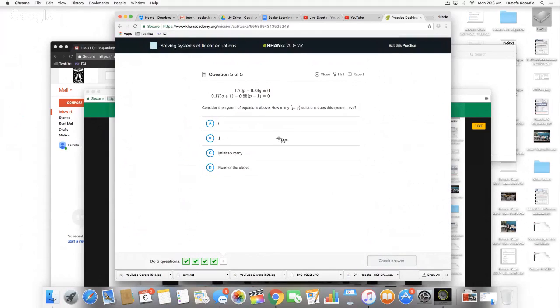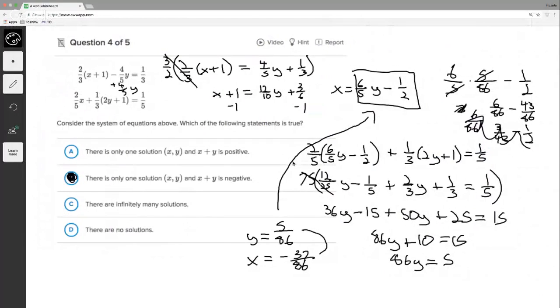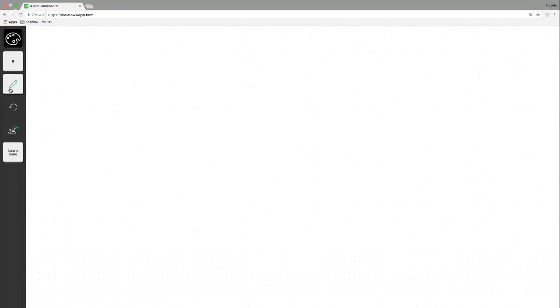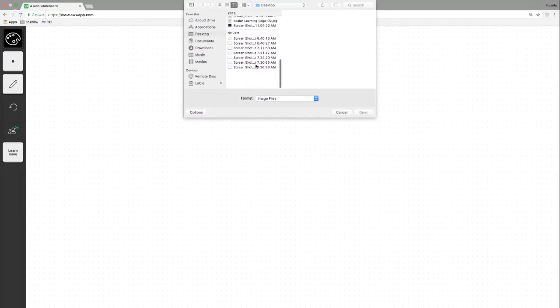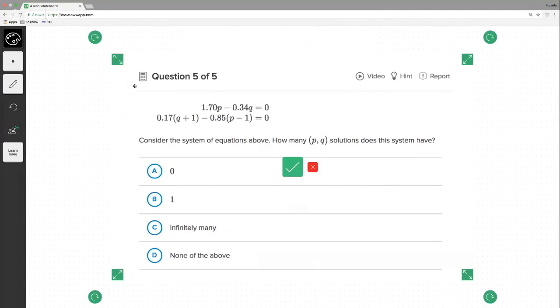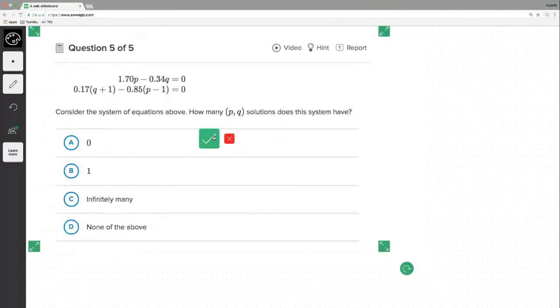Okay. Let's end with number 5. Let's just do it. Gotta get to school, but we'll rock this out here. All righty, final one. Consider the systems of equations. How many PQ solutions does this system have?